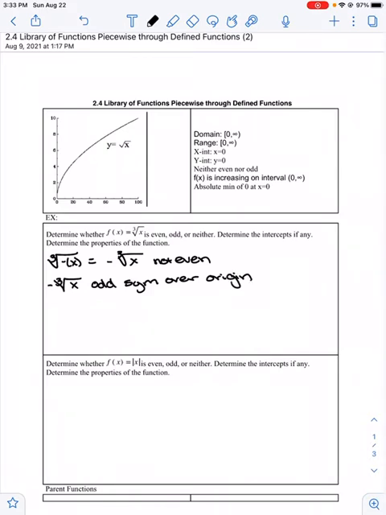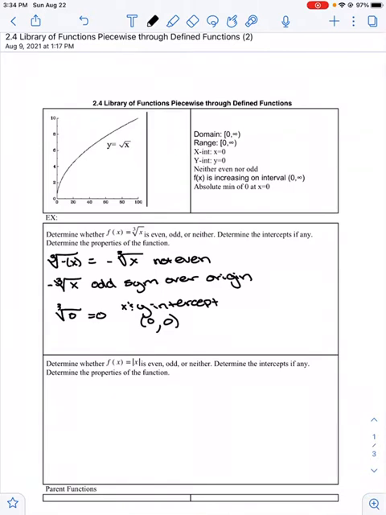Alright, now we're going to determine the intercepts, if any. So I'm going to plug in 0 for x and find y. And so the cube root of 0 is 0. So our x and y intercept is 0, 0. It goes through the origin. Next, we're going to graph it.